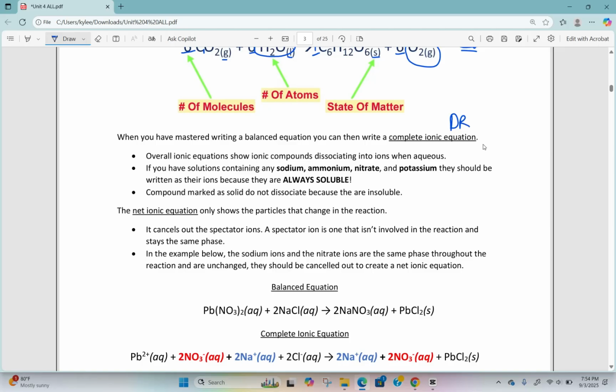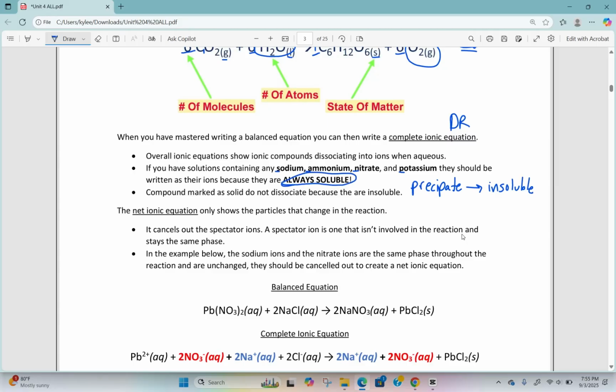In order to write successful net ionic equations, because most of the time we're looking for a precipitate, and a precipitate forms only when something is insoluble, it's important to be able to identify what's going to be soluble and what's going to be insoluble. The easiest ones to remember are the SNAP ions, and I call them SNAP because it is sodium, ammonium, nitrate, and potassium. Anything containing those are always going to be soluble.